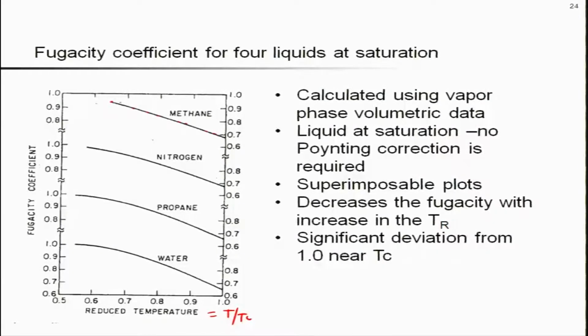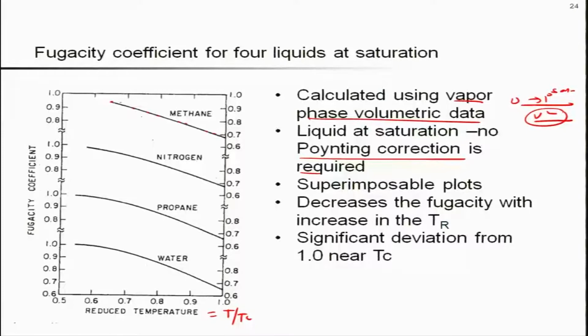And of course, with this, since the temperature is different, the corresponding saturation pressure would also be different. But since it is a saturation, we do not require Poynting correction, first of all. The second is that we have made use of the expression which we have derived earlier, and the vapor phase volumetric data from 0 to P sat has been used, and for VL, the 0 to P sat volumetric data has been used. Okay.